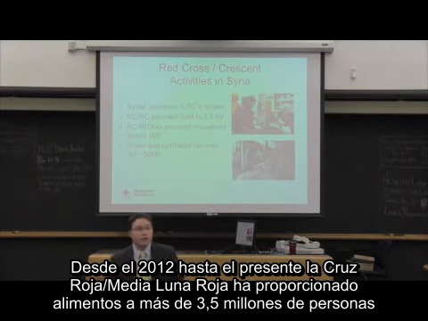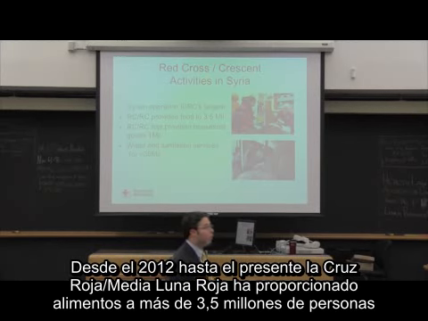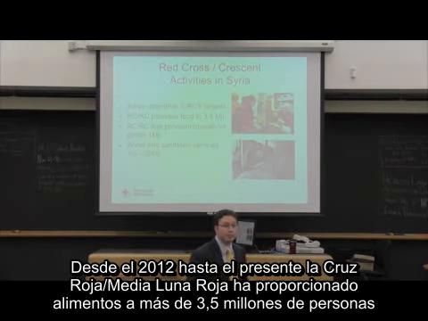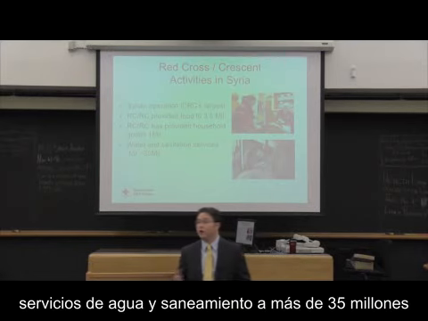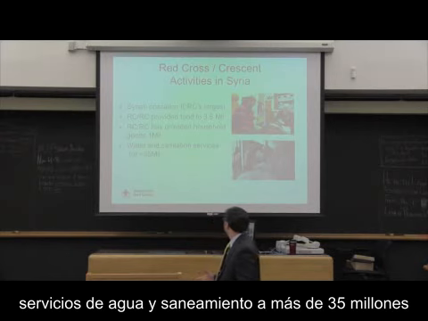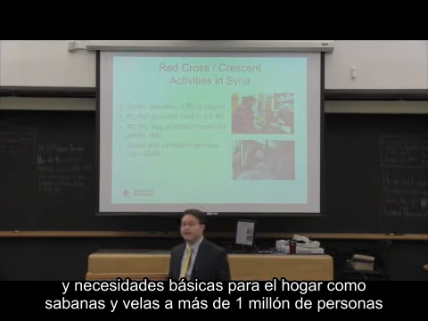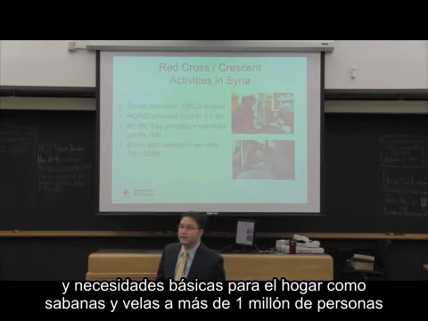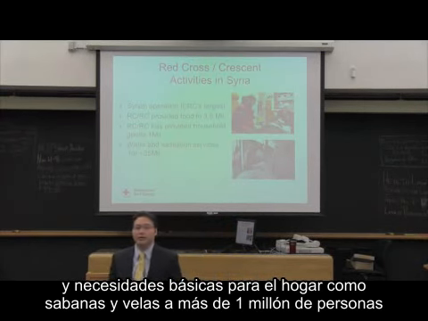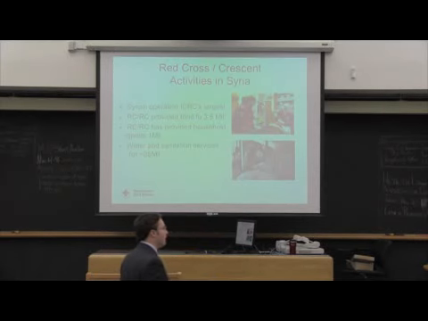Between 2012 and the present, the Red Cross Red Crescent has provided food to over 3.5 million people, has provided water and sanitation services to over 35 million people, and has also provided basic household necessities such as blankets, candles, and other things for over 1 million people just within the last about 18 months.